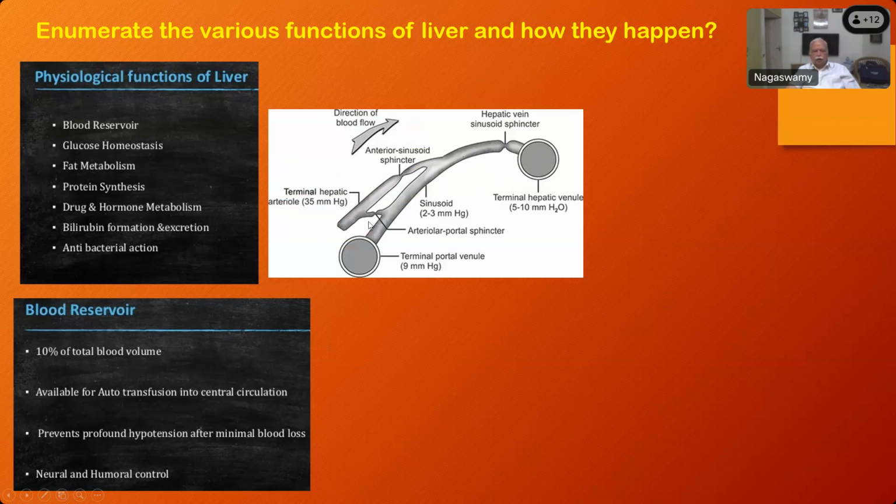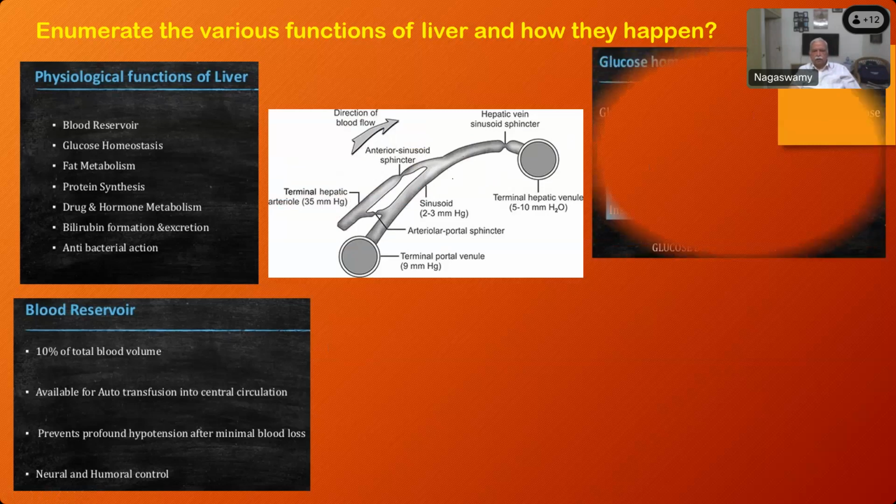So for blood to accumulate in the sinusoid, these sphincters should relax. For blood to be pushed into the hepatic venule and the central circulation, these sphincters should constrict. So the main action is on these sphincters, which can translocate the blood.